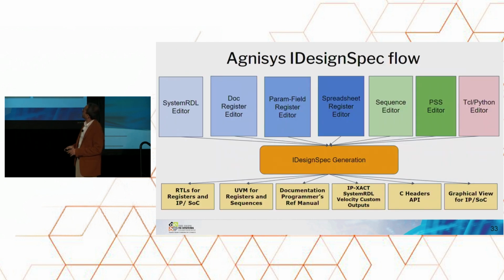And so our iDesign Spec flow is basically either SystemRDL or PSS, so different ways of entering things. And from that iDesign Spec, you generate a lot of things that are needed for your entire process.